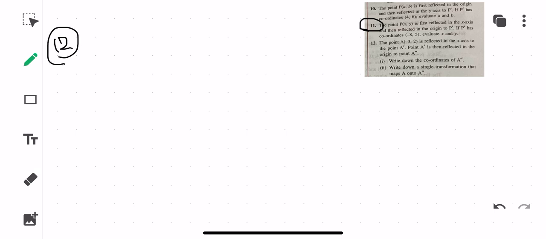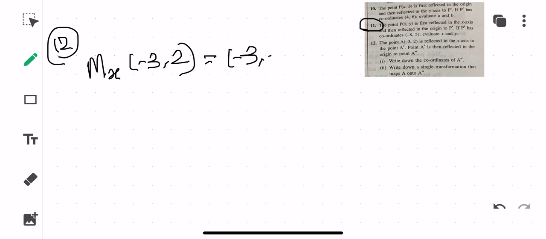So the point A(-3, 2) is reflected along the x-axis. How do you write it, children, when it is reflected along the x-axis? This is M of x. Then (-3, 2), if it is reflected along the x-axis, children, the x-coordinate remains the same and the y-coordinate changes its sign. This is what happens when it is reflected in the x-axis, and this is our point A dash.